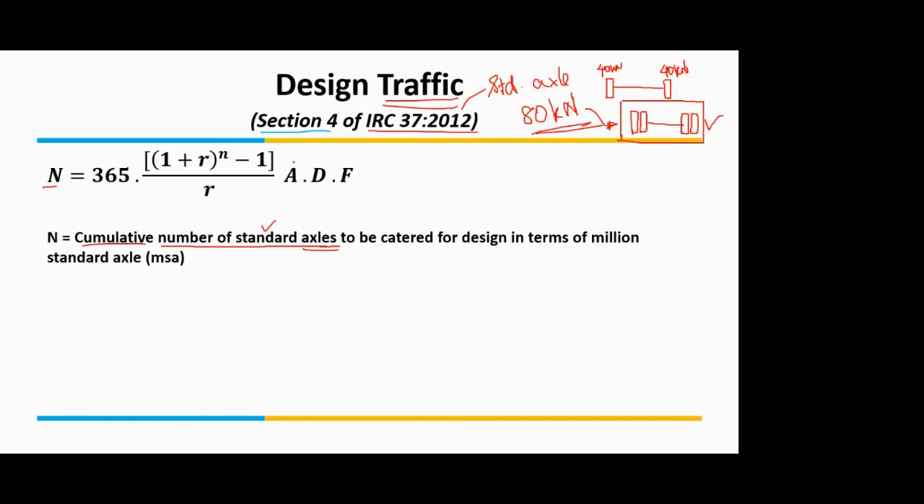What type of vehicle we consider is a commercial vehicle. A commercial vehicle we can give the short form as CV. So this commercial vehicle, again in the IRC code, they have mentioned what this commercial vehicle is.